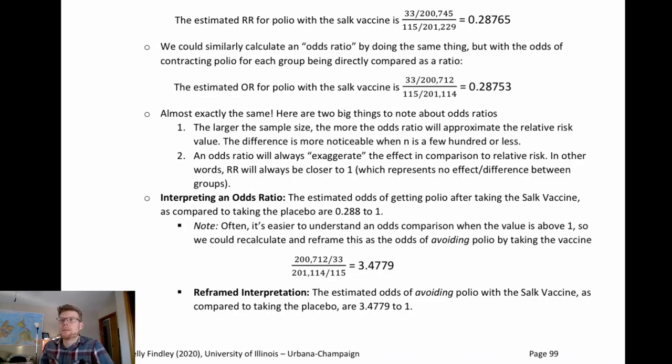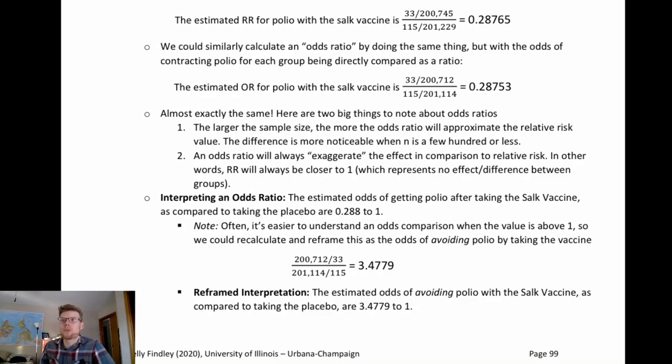Okay. Also, something that I'll notice here is that we talked about which number goes in the numerator, which number goes in the denominator. It doesn't really matter that much as long as you're being consistent and you're interpreting appropriately. So if I want to flip this around, I could say that the estimated odds of avoiding polio, the estimated odds of not getting polio with the Salk vaccine as compared to taking the placebo are 3.4779 to 1. So I can use that language and switch it around if I want to just take the reciprocal of this value.